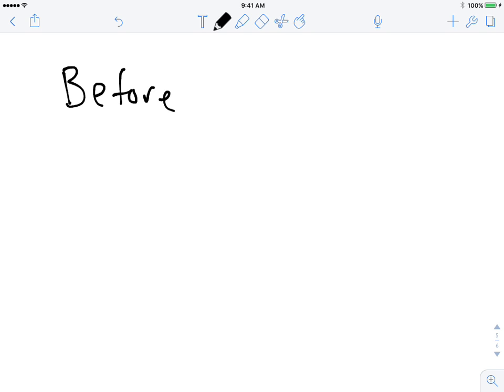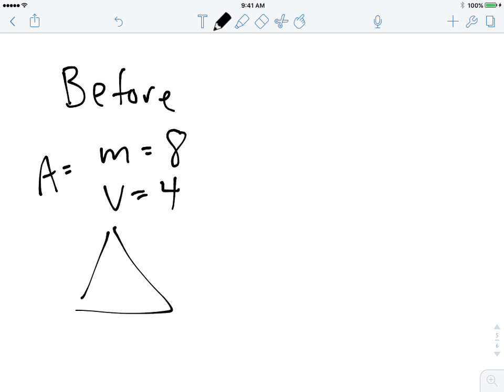we see that object A has a mass of 8 and a velocity of 4. Now, if I do a triangle and I put 8 and 4 in there, what's 8 times 4? 32. So before, A has a momentum of 32.